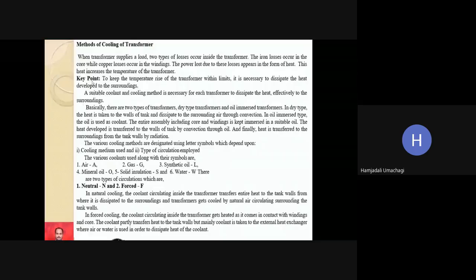Okay, let us see here. Key point. To keep the temperature rise of the transformer within limits, it is necessary to dissipate the heat developed to the surroundings. So whatever heat has been developed, it has to be well within the limits, right?